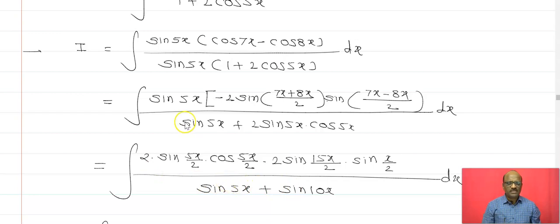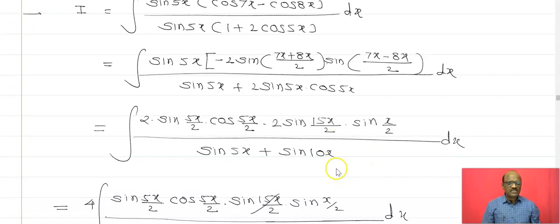But what about here? This sin 5x can be written as, what is sin theta? Sin theta is equal to 2 sin theta by 2 into cos theta by 2. In a similar way, we have written this sin 5x as 2 sin of 5x upon 2 into cos of 5x upon 2, into 2 sin of 15x upon 2 into sin of x upon 2.